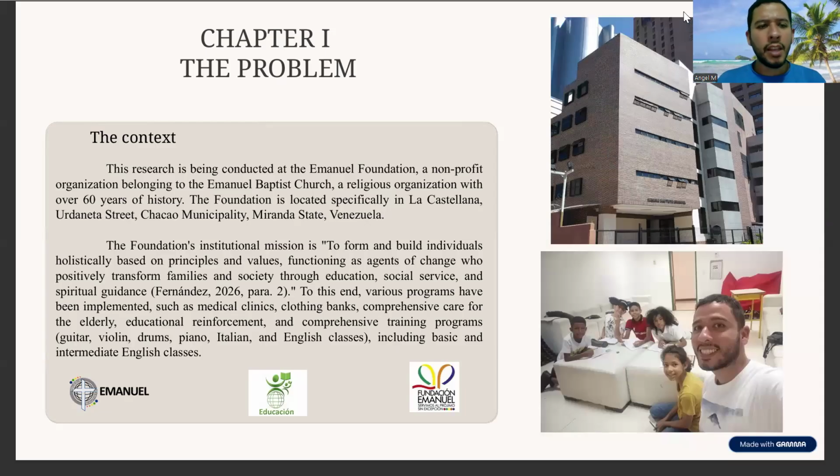Chapter 1, the context. This research is being conducted at the Emmanuel Foundation, a non-profit organization belonging to the Emmanuel Baptist Church, a religious organization with over 60 years of history. The foundation is located specifically in La Castellana, Urdaneta Street, Chacao Municipality, Venezuela.